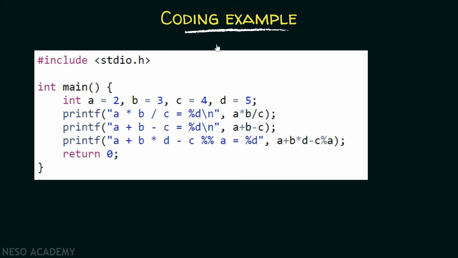Now let's consider one coding example. Here you can see I have declared four variables a, b, c and d, and I assign them values 2, 3, 4 and 5 respectively. In this printf function, I'm trying to print this expression along with the result of this expression, which is a * b / c. This %d is going to get replaced by the result of this expression. Similarly, this %d is going to get replaced by the result of this expression, and this %d is going to get replaced by the result of this particular expression.